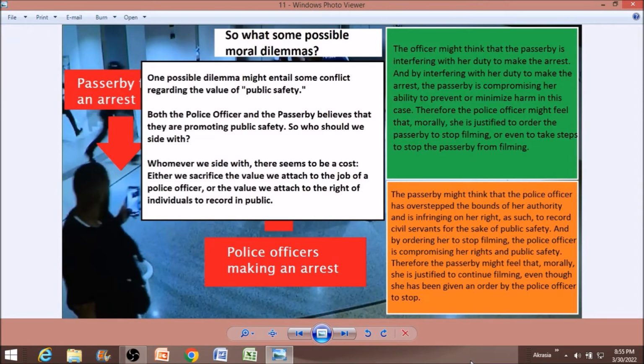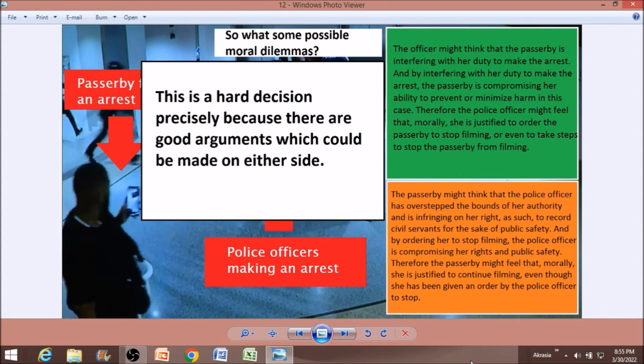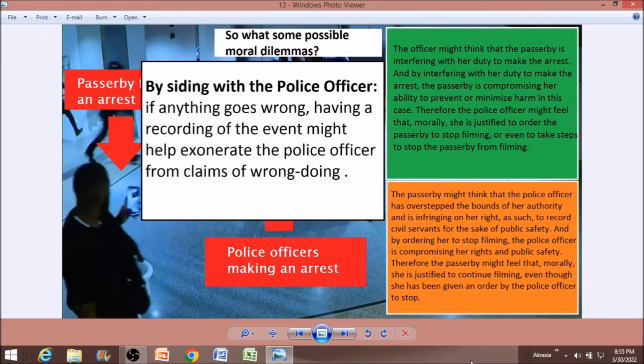Remember, moral dilemmas always involve some cost or sacrifice. Either we sacrifice the value we attach to the job of a police officer to promote public safety and so forth, or the value we attach to the right of individuals to record in public. You have to sacrifice one or the other value. So which value should we sacrifice? This is a hard decision precisely because there are good arguments which could be made on either side of the equation.